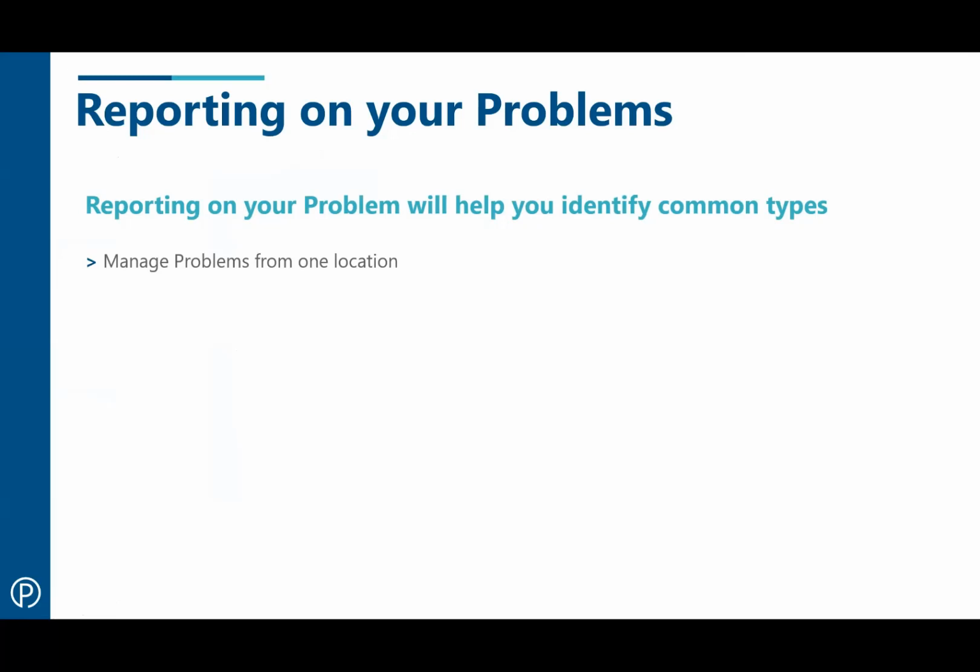So if you've got a lot of courier delivery issues, you might want to think about getting a new courier, for instance. But you can manage your problems from one central location. All of your customer correspondence is managed in the CRM along with your pre-sales. The problem tracker allows you to manage your after-sales side as well. As I mentioned, you can identify areas for improvement.